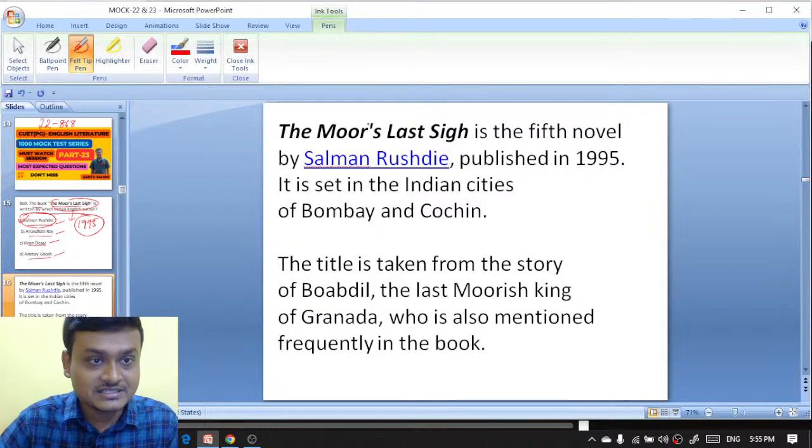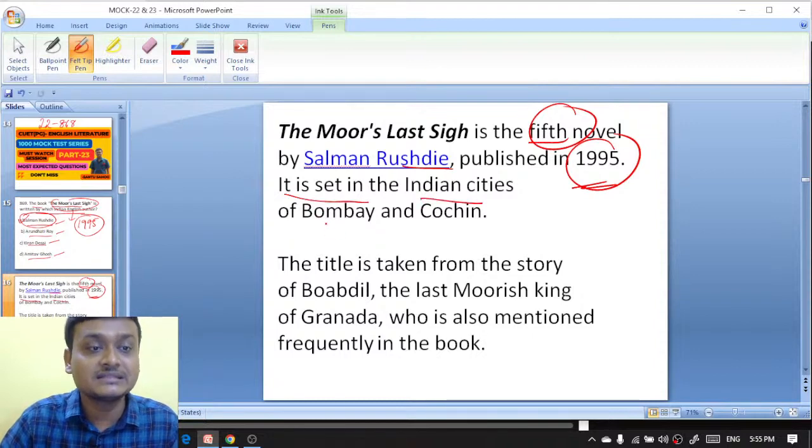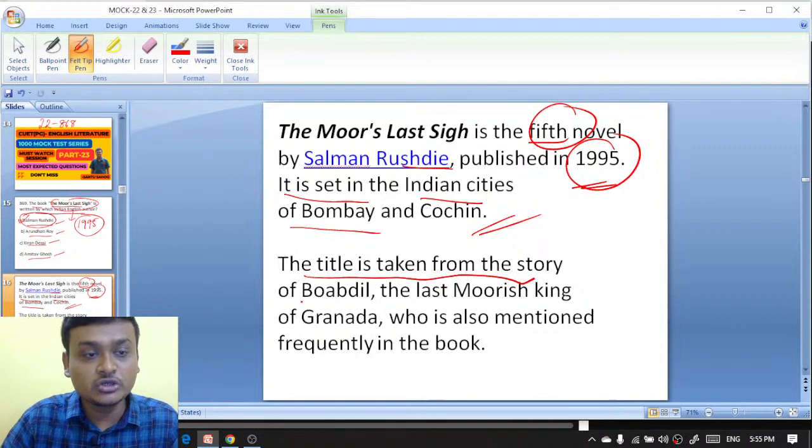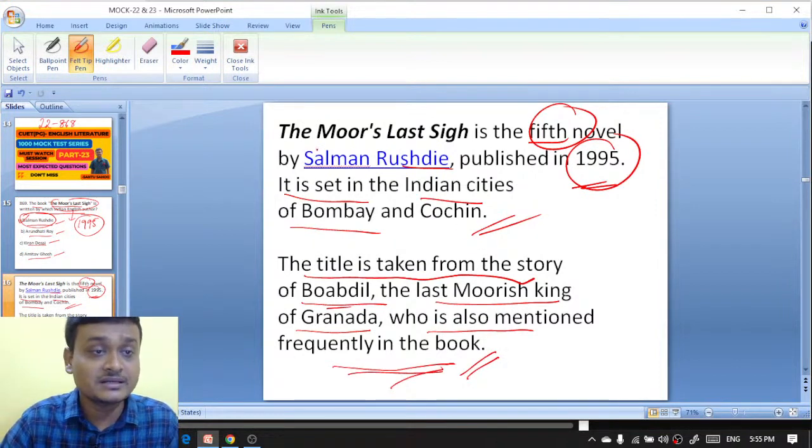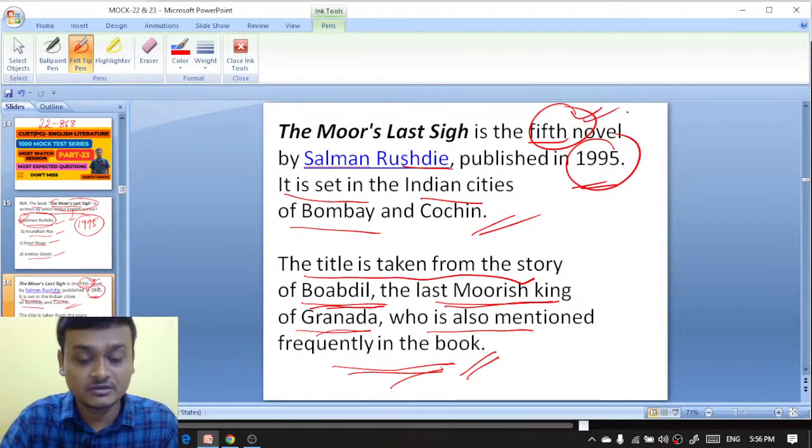The Moor's Last Sigh is the fifth novel of Salman Rushdie. It was published in 1995, and it is set in the Indian cities of Bombay and Cochin. The title is actually taken from the story of Boabdil, the last Moorish king of Granada, who is also mentioned frequently in the book. It is the fifth novel by Salman Rushdie.